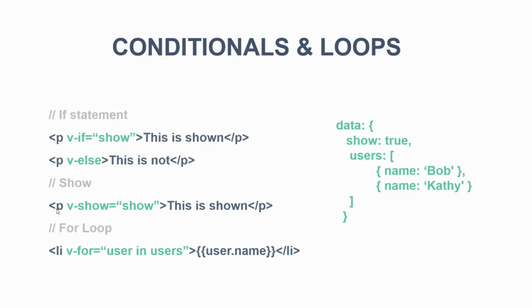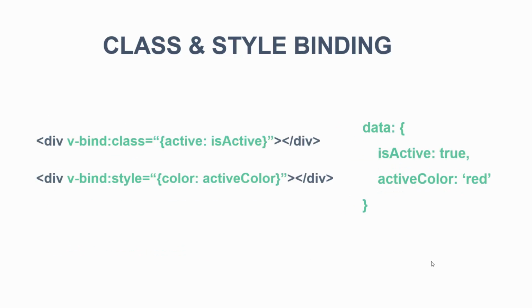All right, right here we also have v-show, which you can use similar to v-if. So this will be shown if show is true. And then down here we have a v-for directive, which basically is a for loop. It's going to loop through these users, and we want to output the username. And we're going to get more in depth into this stuff. These are just very simple examples.